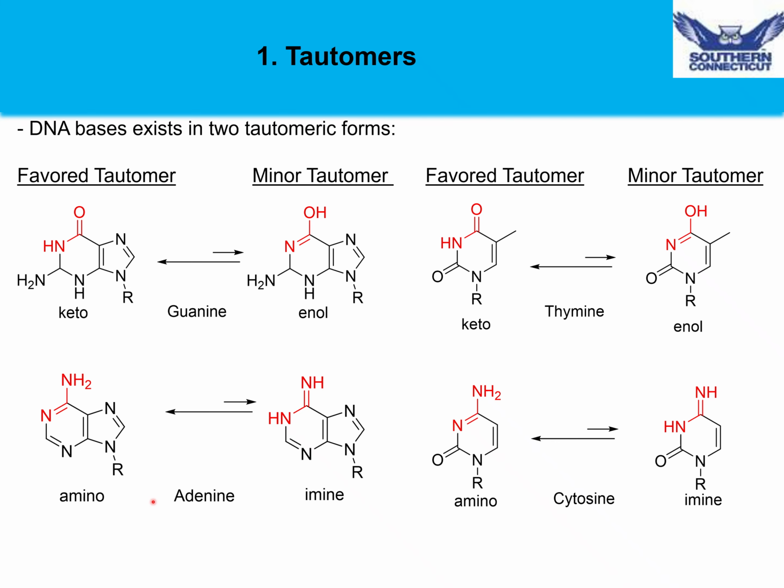There's also two different tautomers for adenine and cytosine. So there's an amino form and an imine form, which we see here. Same thing for cytosine, an amino form and an imine form.